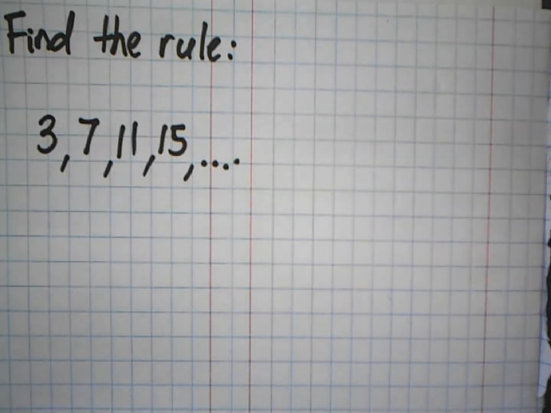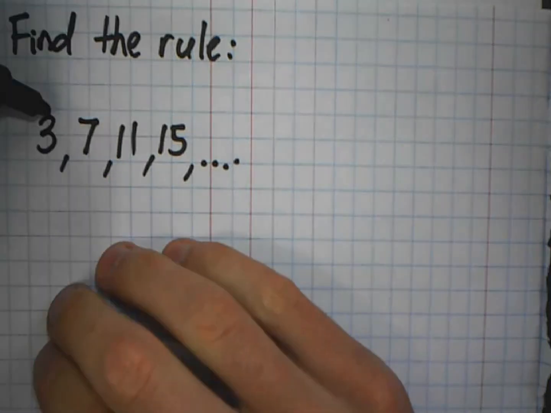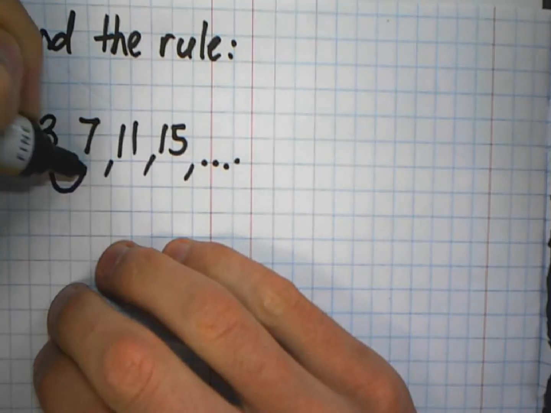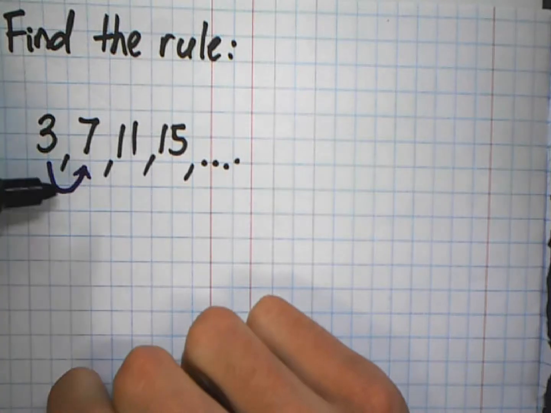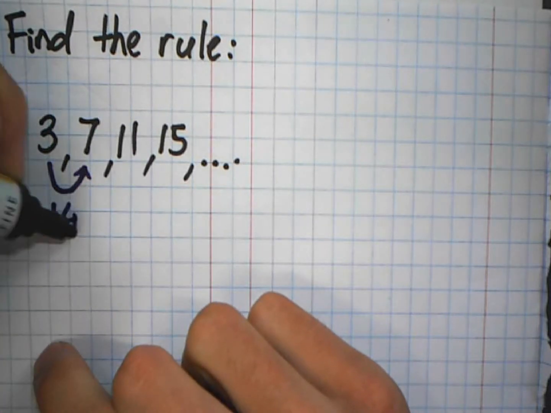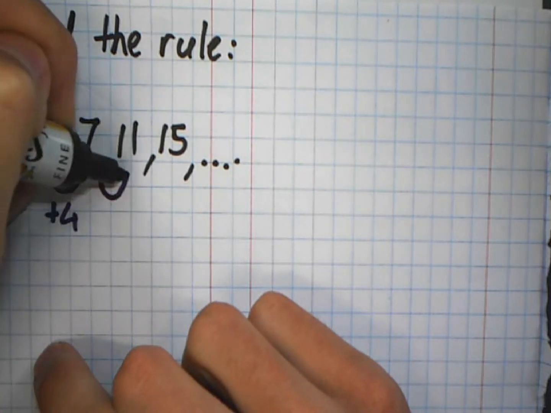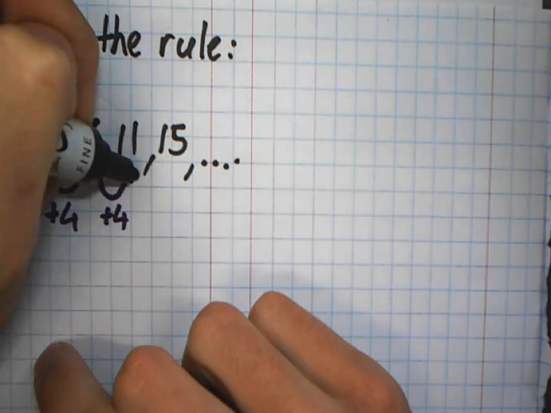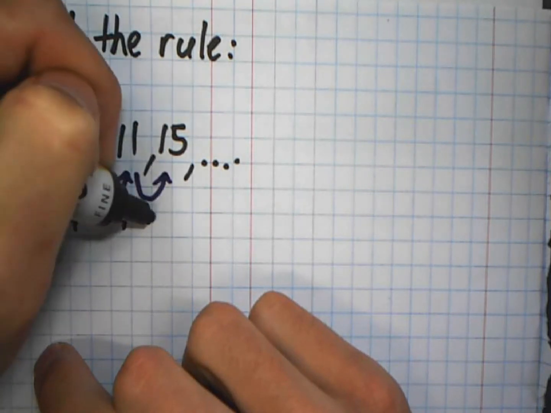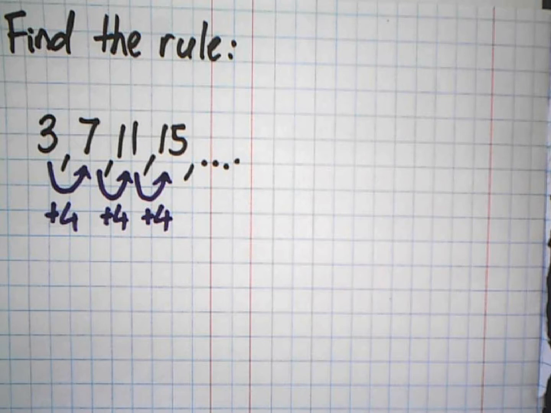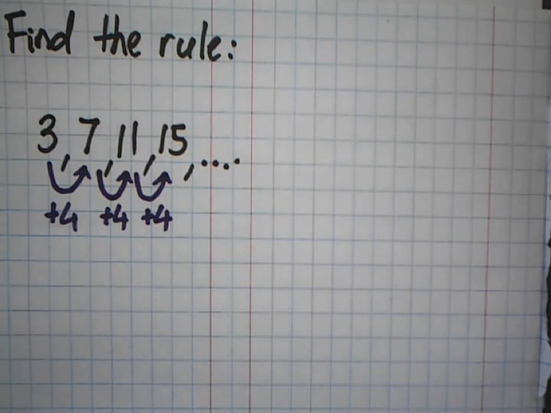So if we have a look here, you can see between here and here, it increases by 4. And it does the same again. And it does the same again. Now, this gives us a clue that it's a linear pattern, which means it's going up by the same amount each time.